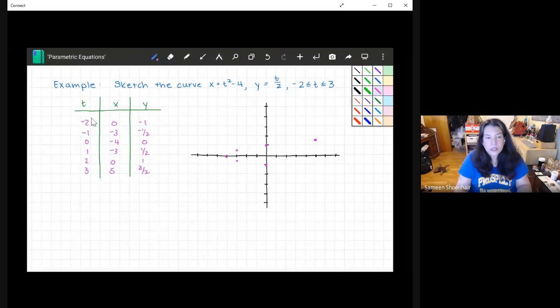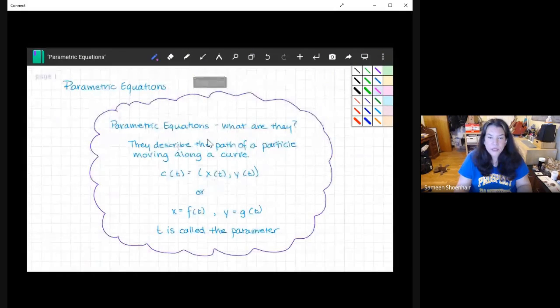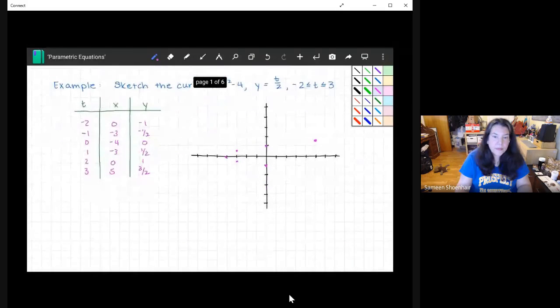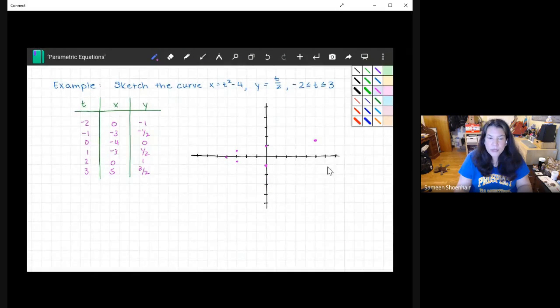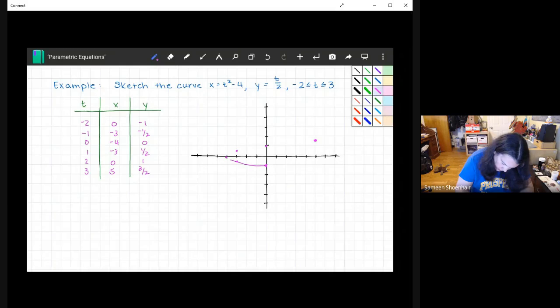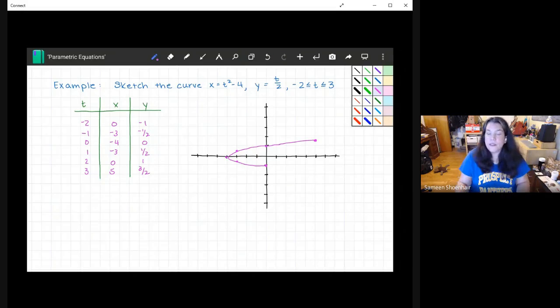Now, notice t has a beginning and an end, and it goes in order. Remember how I said that a parametric equation describes the path of a particle along a curve? This is what I'm talking about. These points are going to form a curve, and the path the particle takes starts at the point 0, -1, goes through these points and all the other points in between, and ends here. So it's going to go along this curve. Oh, that's horrible. And that's the path the particle takes.